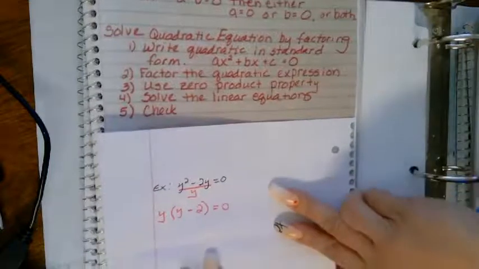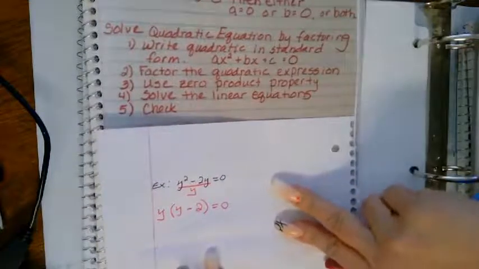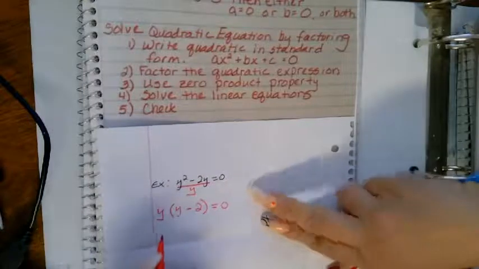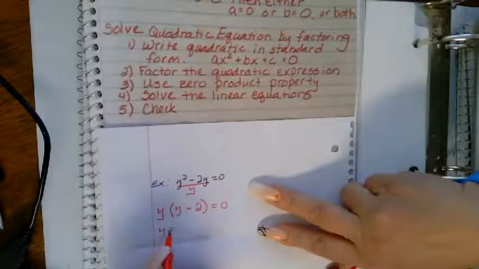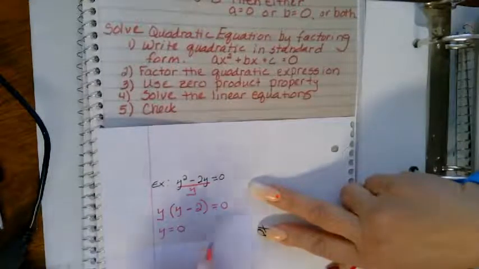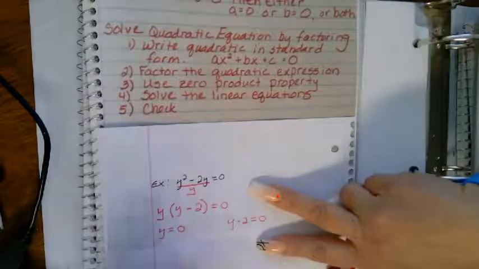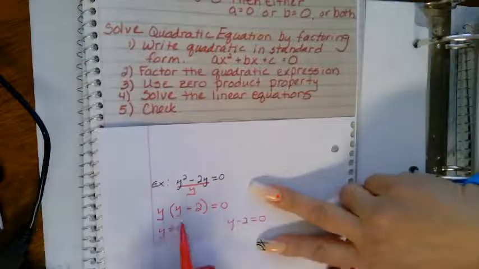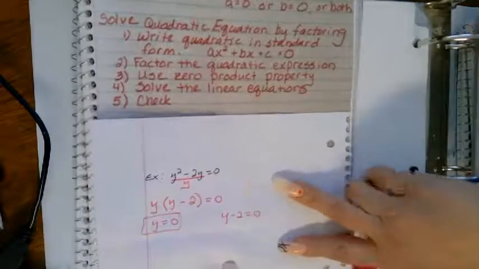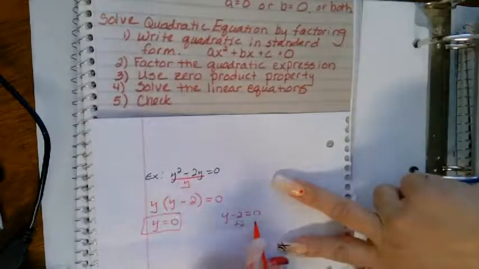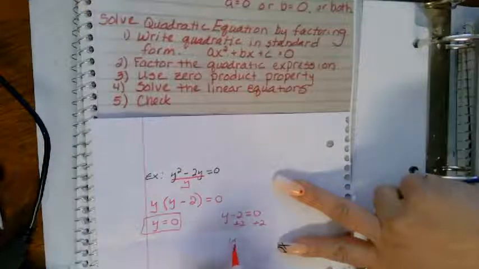And now we can use our zero product property. And we're going to say y equals 0, right? Y and the 0. And then we're going to have a y minus 2 equals 0. Now we already have our answer there. So our first solution is 0, right? Now we're going to add this 2 to both sides. And then we're left with y equals 2. So that's our second solution.